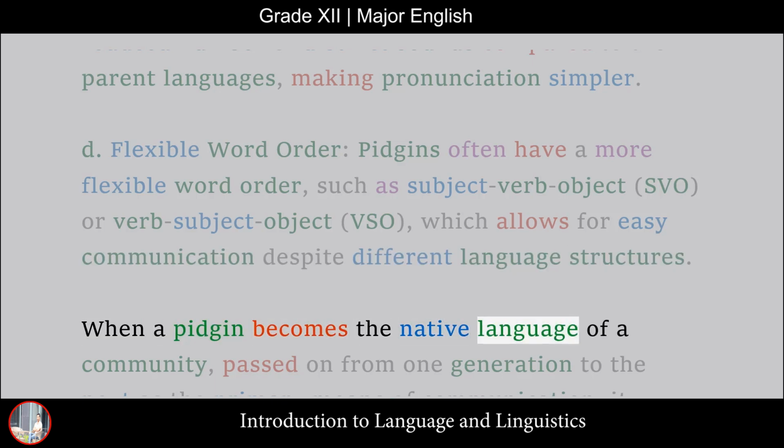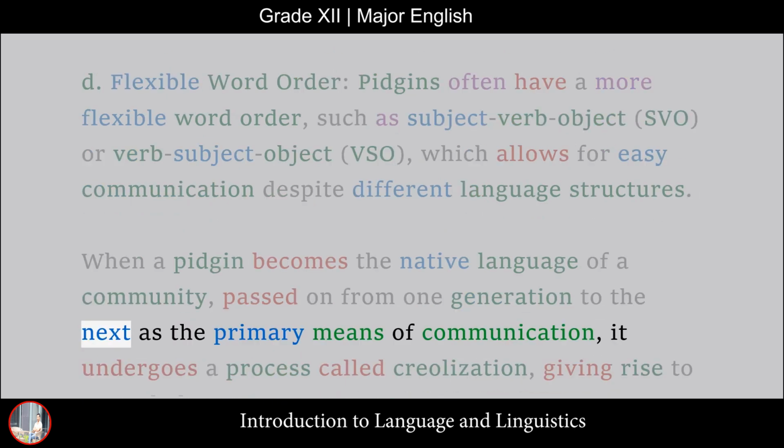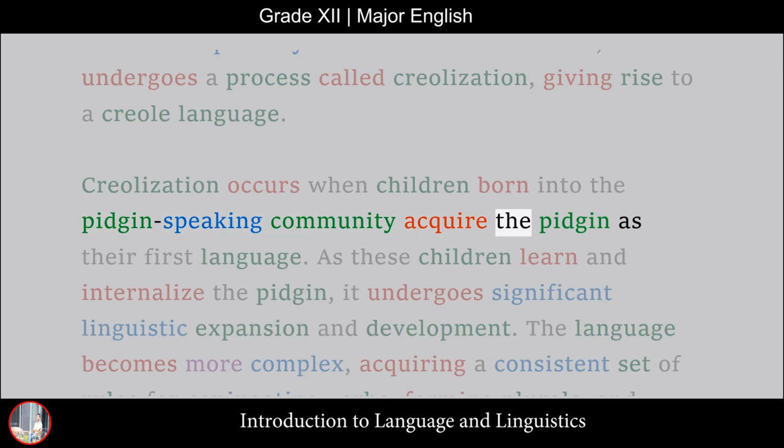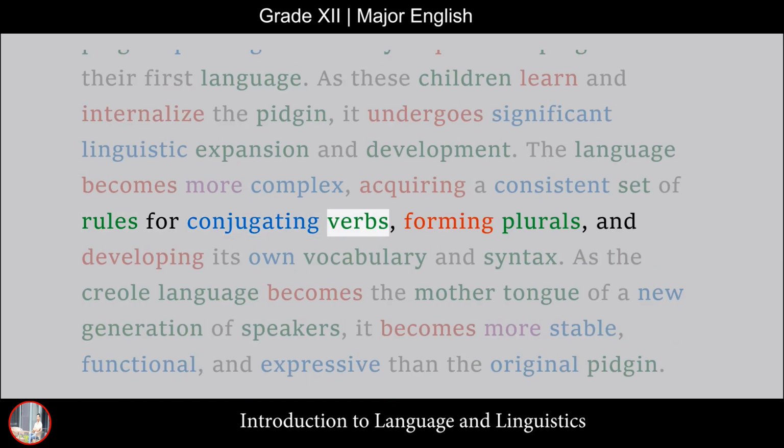When a pidgin becomes the native language of a community, passed on from one generation to the next as the primary means of communication, it undergoes a process called creolization, giving rise to a Creole language. Creolization occurs when children born into the pidgin-speaking community acquire the pidgin as their first language. As these children learn and internalize the pidgin, it undergoes significant linguistic expansion and development. The language becomes more complex, acquiring a consistent set of rules for conjugating verbs, forming plurals, and developing its own vocabulary and syntax. As the Creole language becomes the mother tongue of a new generation of speakers, it becomes more stable, functional, and expressive than the original pidgin.